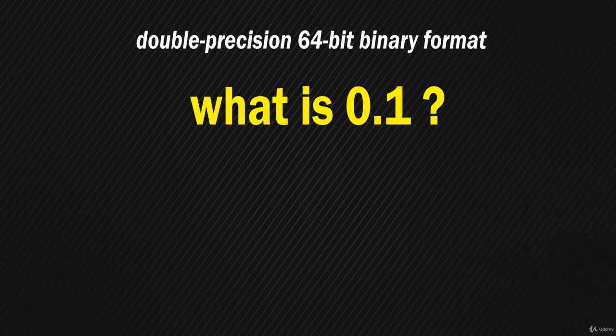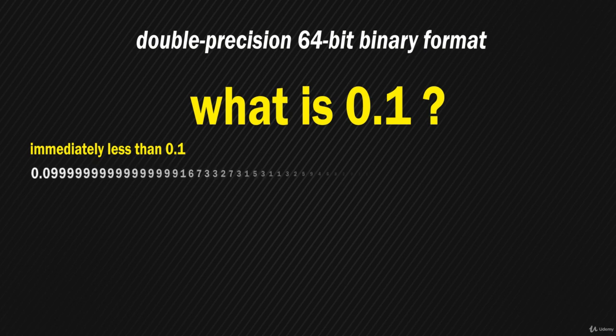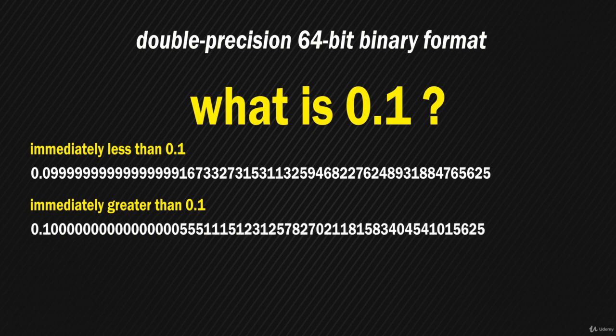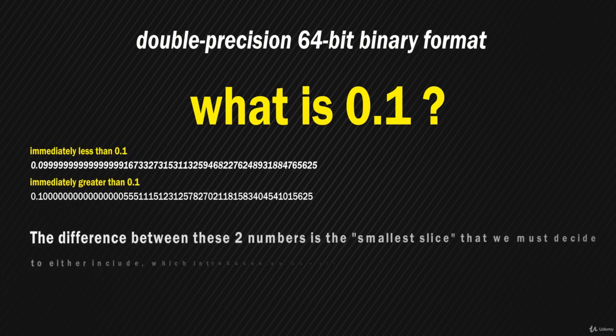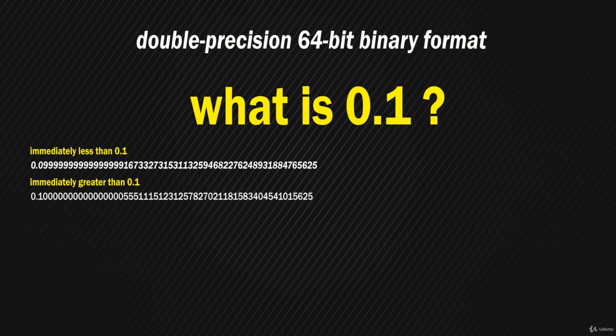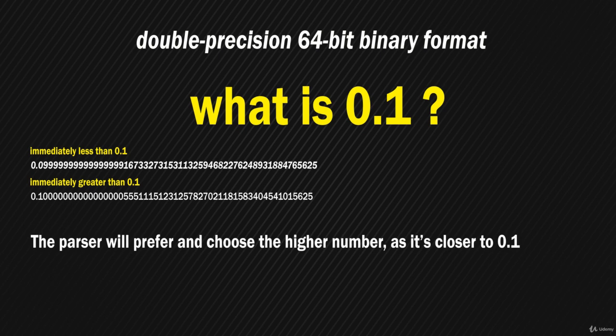Let's look at the number 0.1. If you added up all those slithers, immediately less than 0.1 is the number 0.09999999916733332, etc., etc. That's what you see on the screen. And if you added one more slither, you're going to get a number that's slightly more than 0.1. And the difference between these two numbers is literally the smallest slice that you have to decide whether to include, which introduces an upward bias, or exclude, which introduces a downward bias. The JavaScript parser will prefer the higher number as it's closer to 0.1.